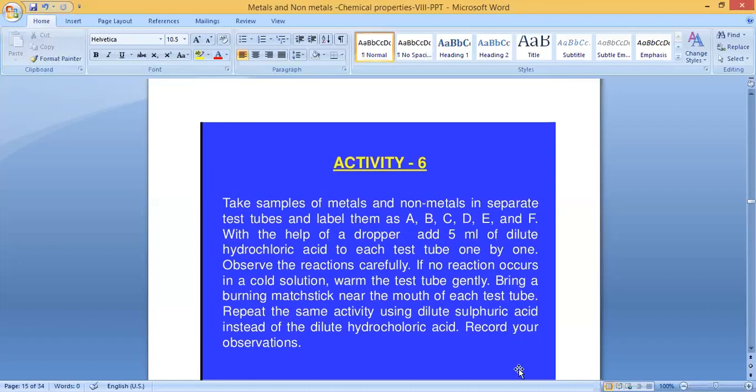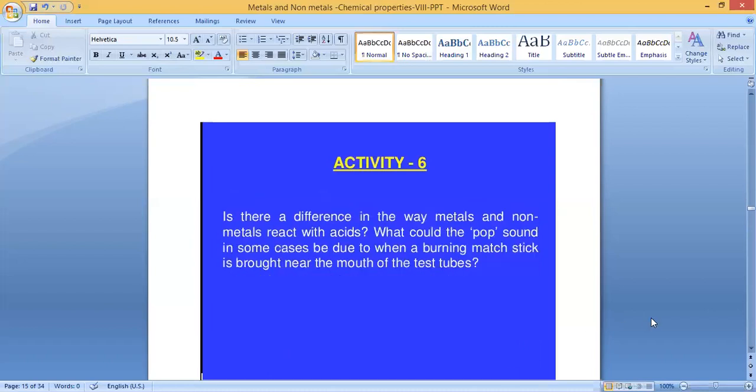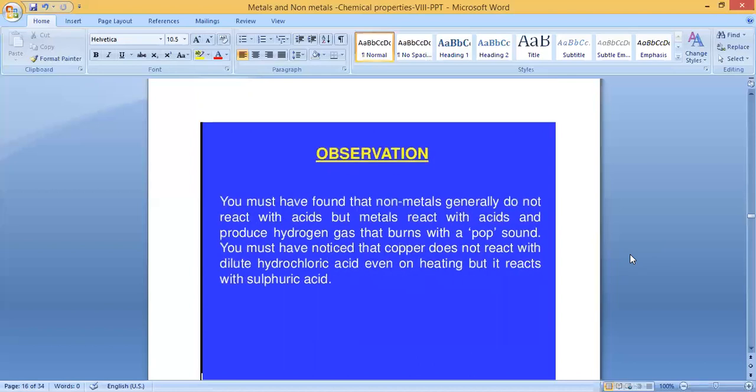Okay, then you can record the observation. So when you bring the matchstick, what will happen? Let us see. Is there a difference in the way metals and non-metals react with acids? What could the pop sound in some cases be due to when a burning matchstick is brought near the mouth of the test tubes? We'll see the observation. You must have found that non-metals generally do not react with acids, but metals react with acids and produce hydrogen gas that burns with a pop sound.